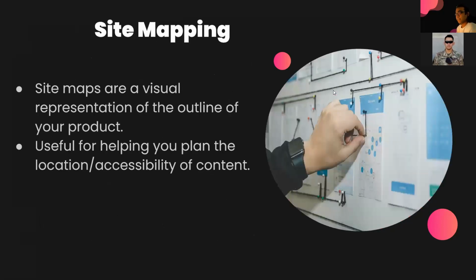And site mappings, these are a good visual representation of the outline of your product. They may be like user diagrams or maybe even wireframes, where they're useful to helping you plan and establish the location of content. So you can see how accessible is it? Does everything flow well? Because especially when you're working with multi-page applications, for example, it can be very easy to just forget about how everything is supposed to flow when you get caught up in how it just looks.